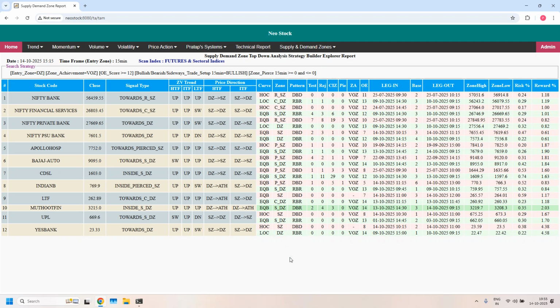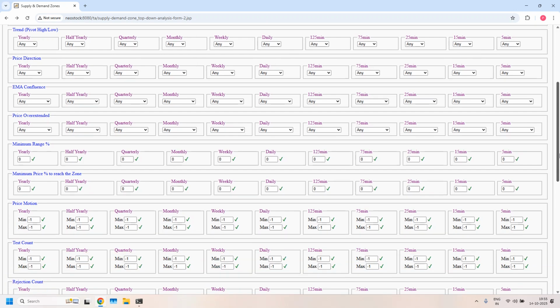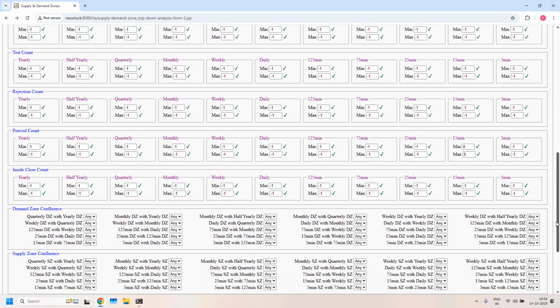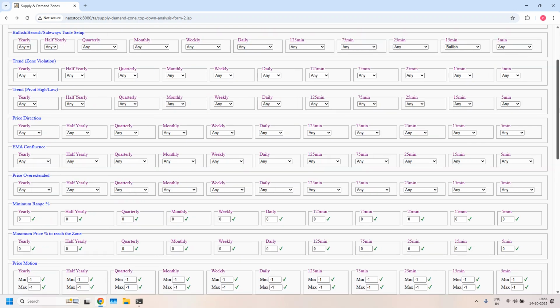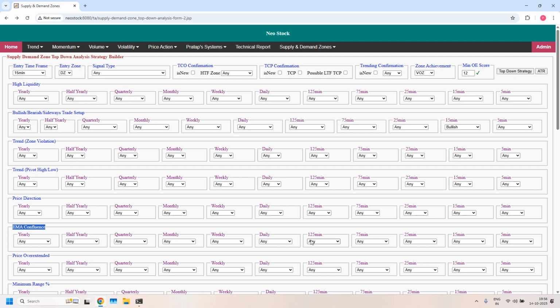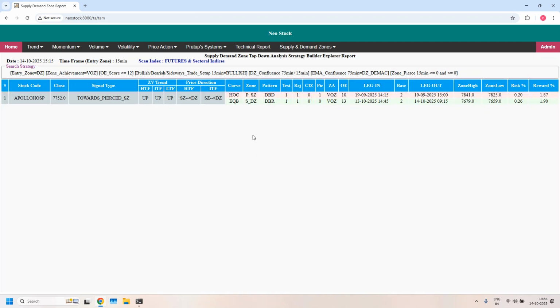Out of these 12 high probability trade setup zones, let us identify based on lesson 27 strategies, two strategies. First strategy, LTF, ITF, supply zone, demand zone confluence. That is 15 minutes and 75 minutes demand zone confluence, and then EMA confluence. That is 75 minutes demand zone having daily EMA confluence. By applying these filters, we got one stock. So this 15 minutes demand zone has high probability to get success, provided lesson 20 checklist items are satisfied.